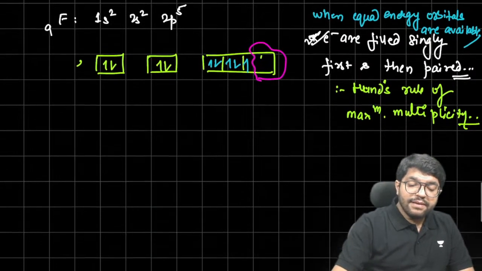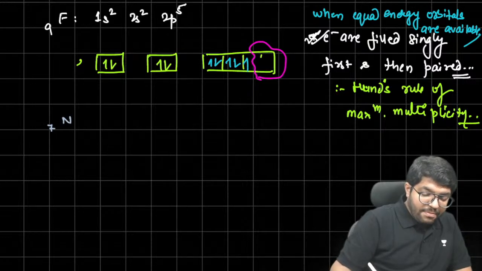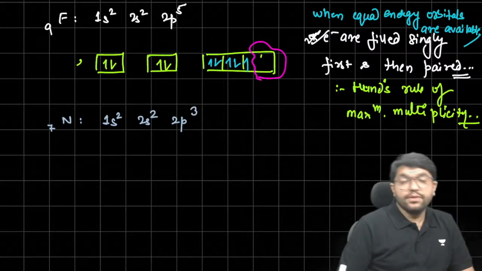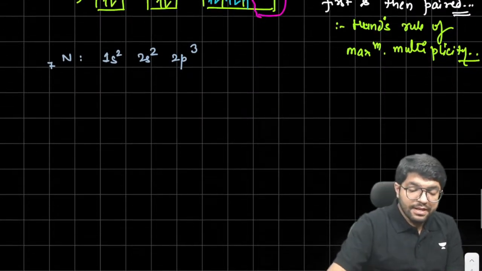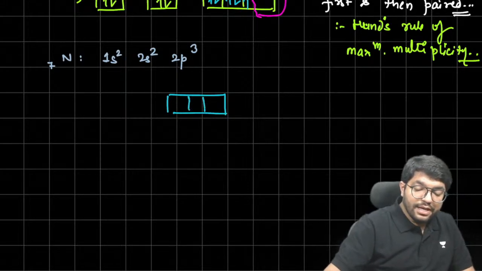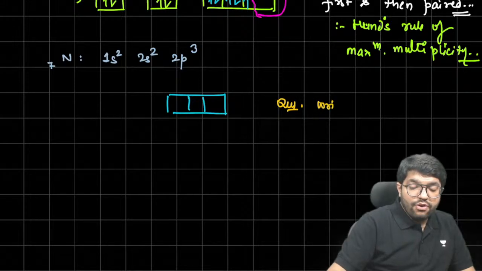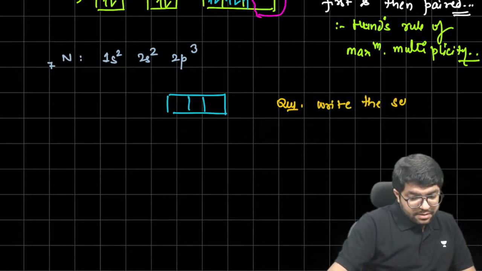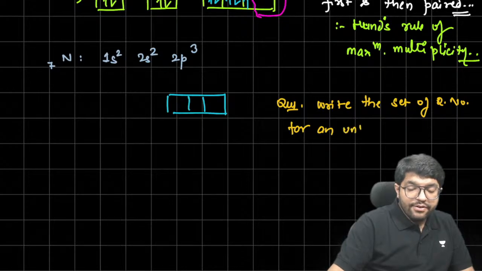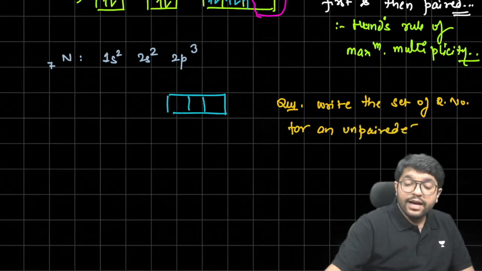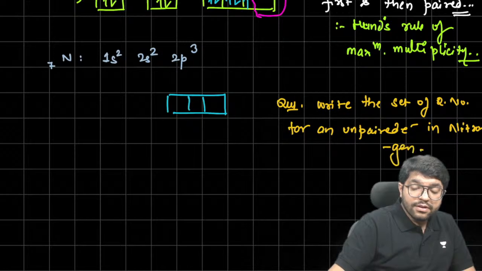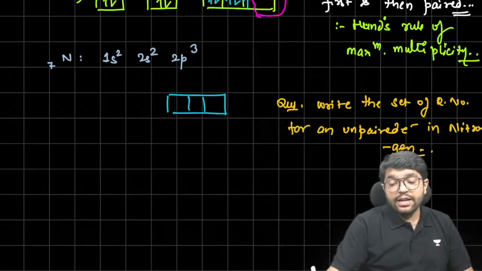So for example, nitrogen, which is atomic number 7: 1s2, 2s2, 2p3. Now say I have to put the quantum numbers. My question to all of you would be: write the set of quantum numbers for an unpaired electron in nitrogen, for any electron in nitrogen.